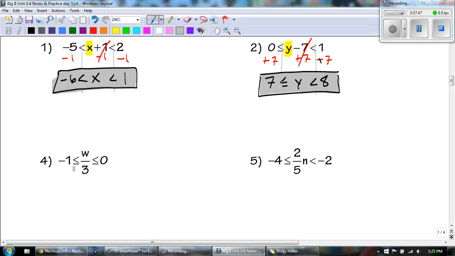Okay, number 4. Remember that that bar, that means division, so the opposite, the inverse of division, is multiplication. So I need to multiply all three sides by 3. -1 times 3 is -3, less than or equal to w, which is less than or equal to 0 times 3 is, good, 0.